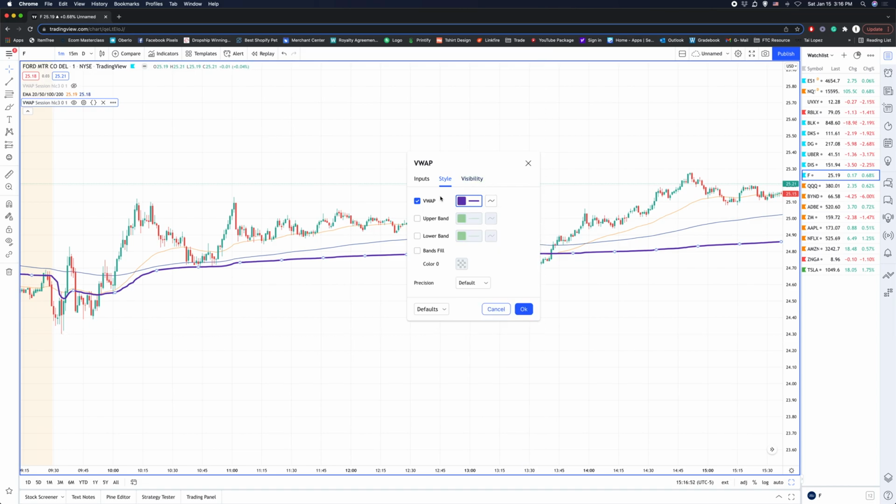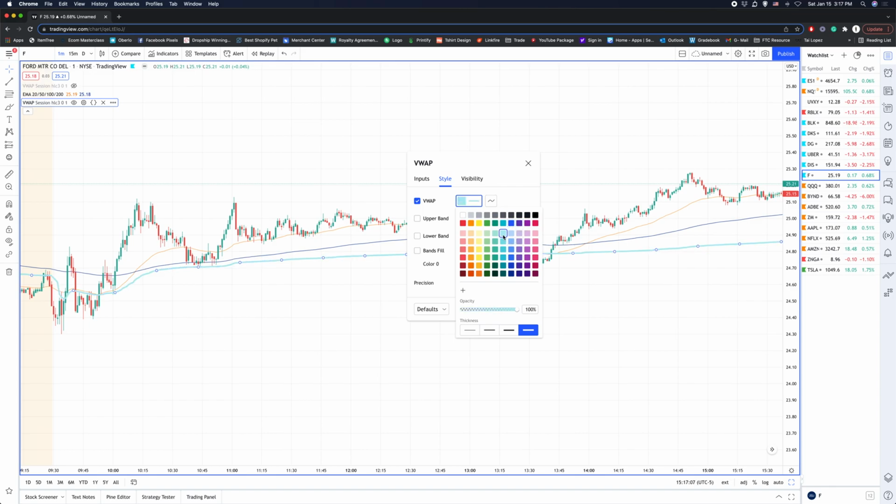Once again, you go to the VWAP setting. This will pop up. You want to unclick upper band, lower band, bands fill. All right, and then go to style. Click this right here. You can change it to whatever color you want. You can change it to blue, green, or black if you want to. I like mine to be purple.